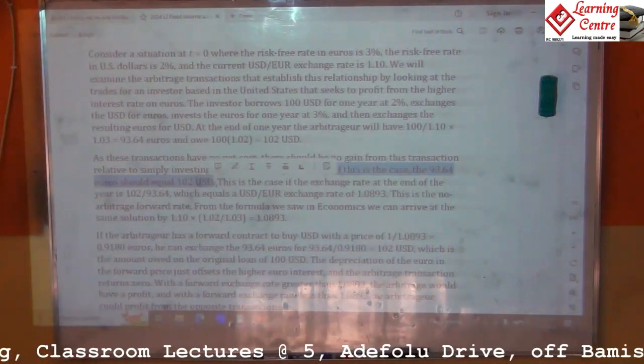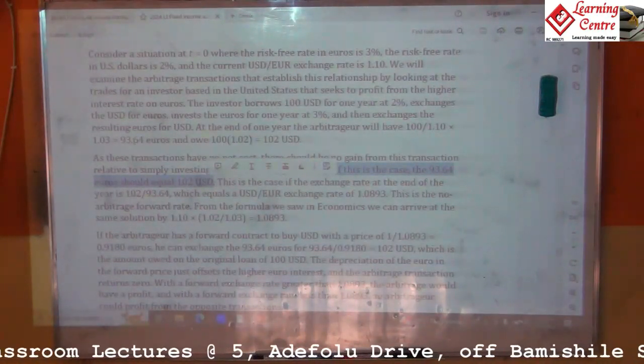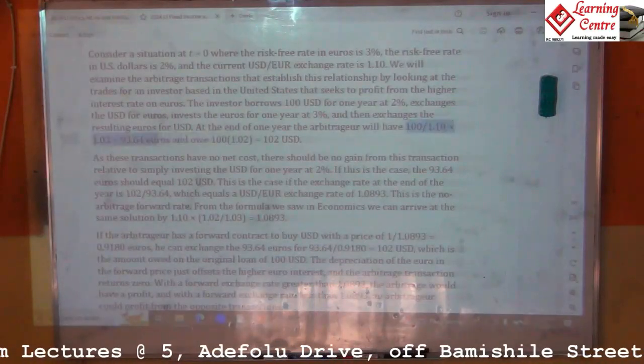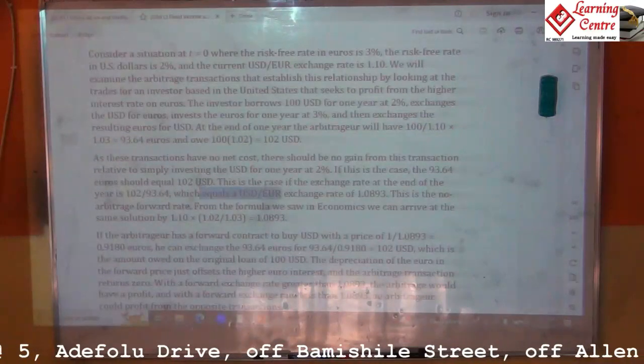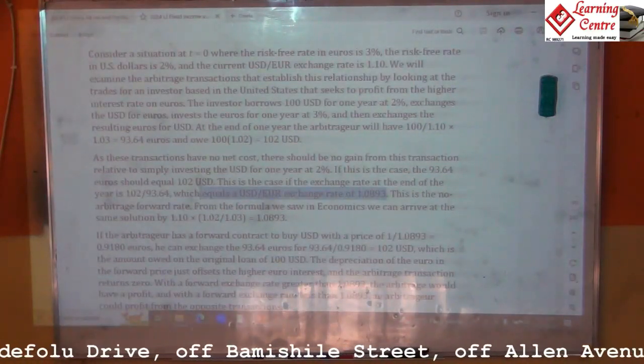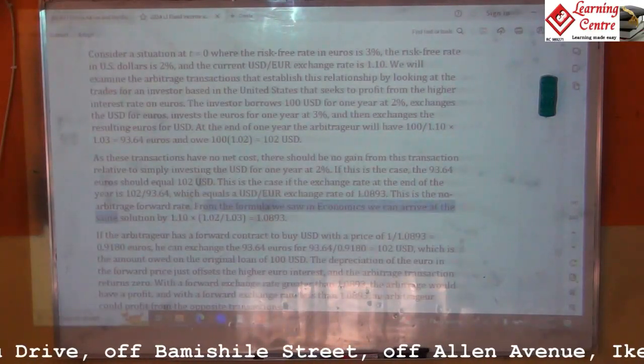So you see we are looking at two currencies. 93.6 euro, which is this euro, must equal the USD, which equals the USD and euro exchange rate of 1.09. This is the no arbitrage forward rate.